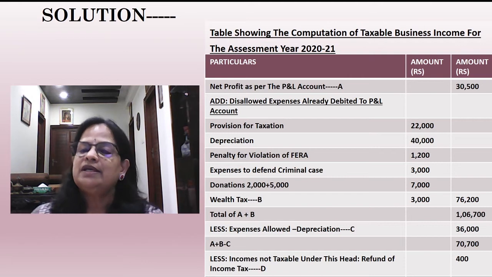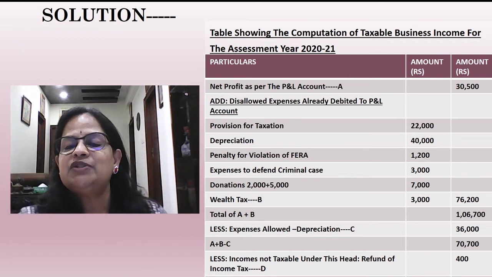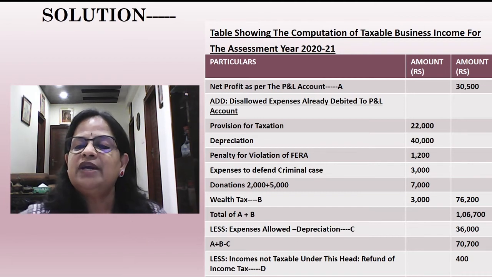So you think that I told you always it will be a higher value. He started with net profit 30,500. When we recalculate, we are getting 70,300.